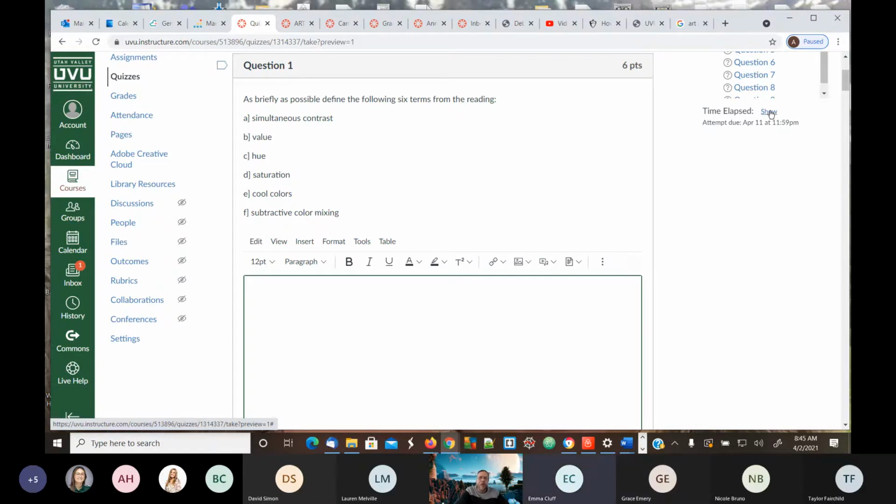Red. Reds. Yeah, exactly. So that's your key. Cool colors are blues, and that includes green, blue, and purple. And warm colors are reds, and that includes orange, yellow, and red. Well, yellow isn't red, of course, but it's not a cool color either. But yellow is also found in fire.